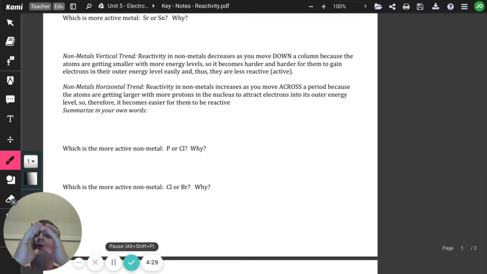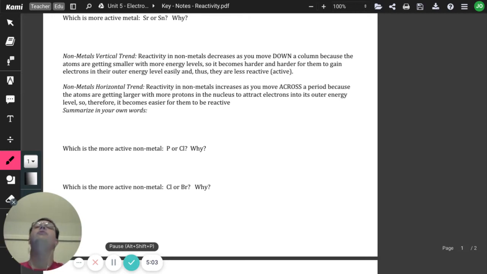Now, why would that be? Well, as we move down the periodic table, we're getting more energy levels, right? So it's getting larger and larger and larger. Remember, for nonmetals, their reactivity is based off of how likely they are to attract an electron. So if that electron is really far away from my nucleus, it's going to be much harder to attract an electron than if it's really close to the nucleus, right? So for nonmetals, the vertical trend is as you move up the periodic table, you become more reactive.